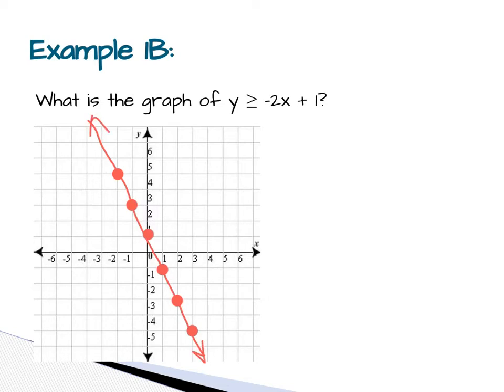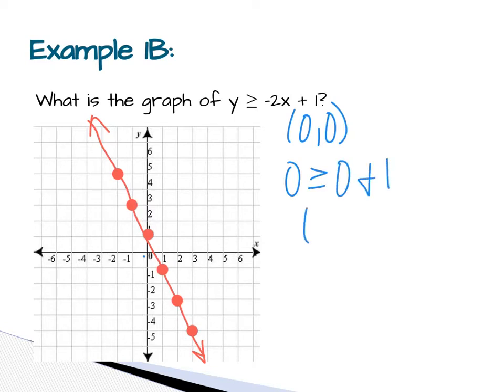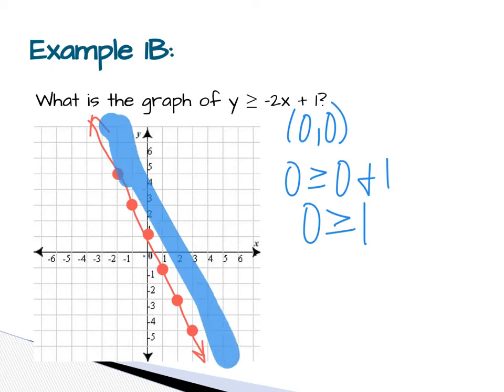Then you just have to pick your test point. So you're going to pick a point that is on one side of the line or the other. I see 0, 0 is on the left-hand side of the line or the bottom of the line, depending on how you want to look at it. So we're going to use the test point 0, 0, and we're going to plug it in. So we get 0 greater than or equal to 0 plus 1. 0 is not greater than or equal to 1, so I shade the other side of the line, which is going to be this side.